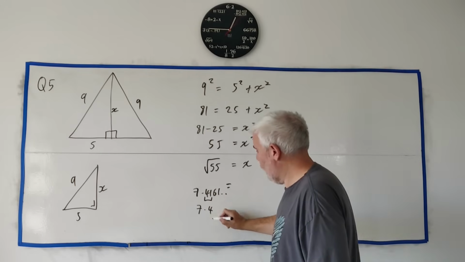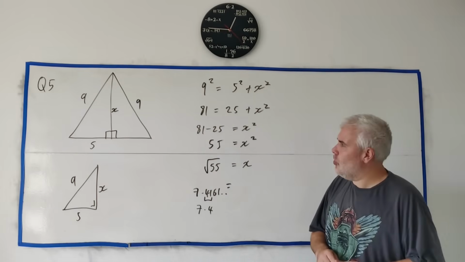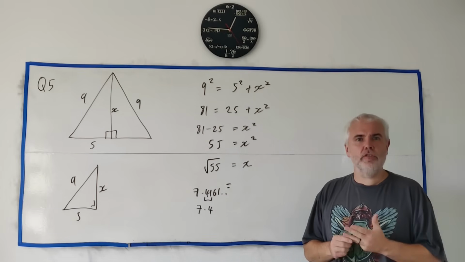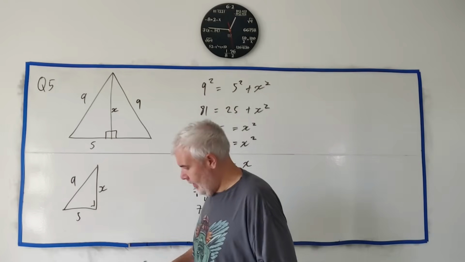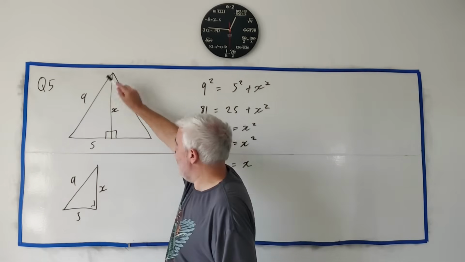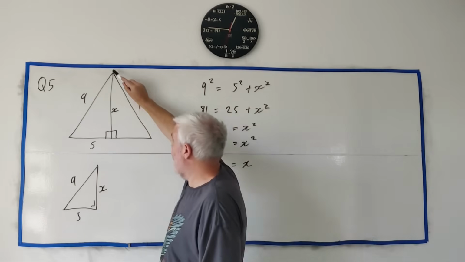So 7.4 is the answer there. Then for the final part, B, part 2, it's quite difficult. They're asking you to show that the triangles ABD, that's, I have them written here, ABD is congruent to ACD.